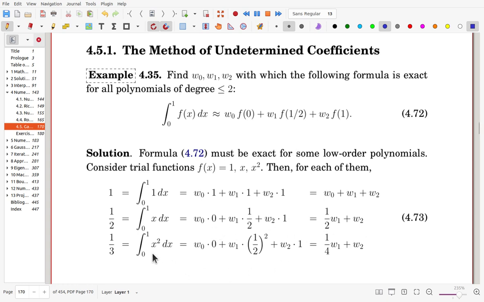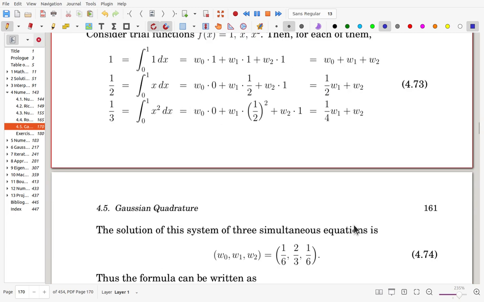For x squared, the integral is 1/3, and again here f of 0 must be 0, f of half must be half squared, because in this case f is x squared, and at 1 the value must be 1. So we have that. We have 3 equations and 3 unknowns, linearly independent. So we have the linear system of 3 variables, 3 unknowns. We can solve it quite easily.